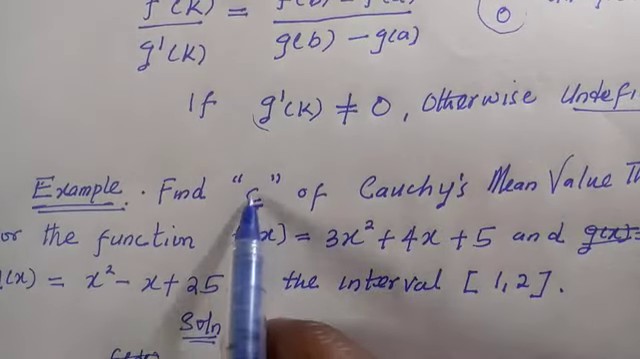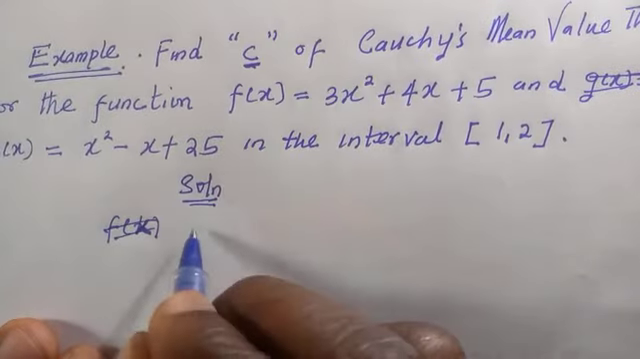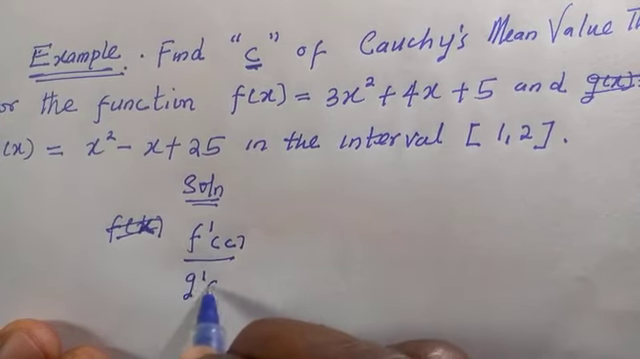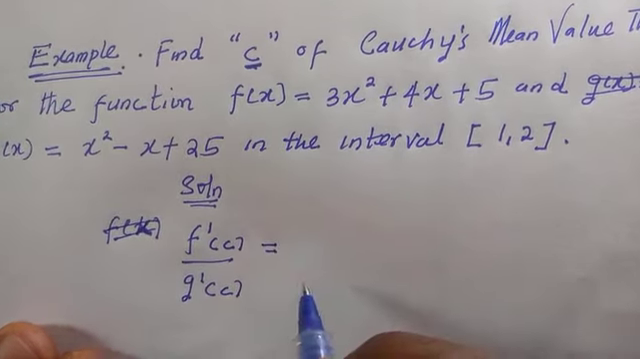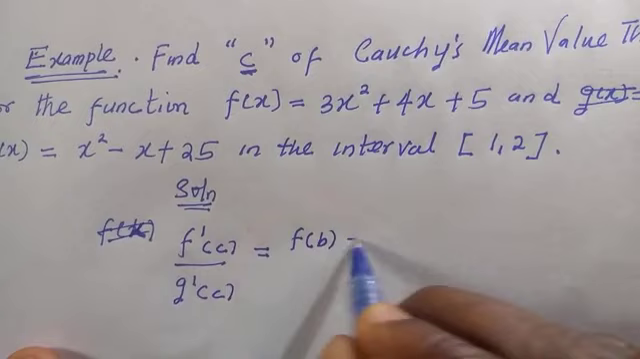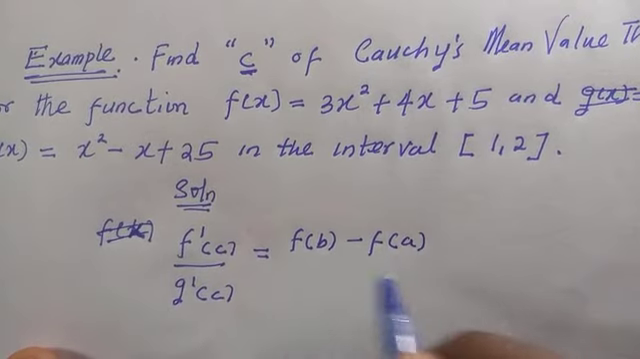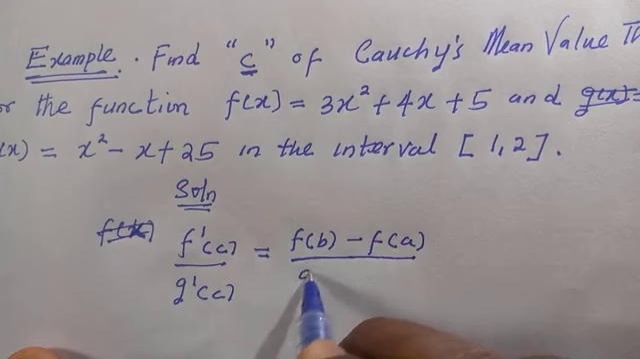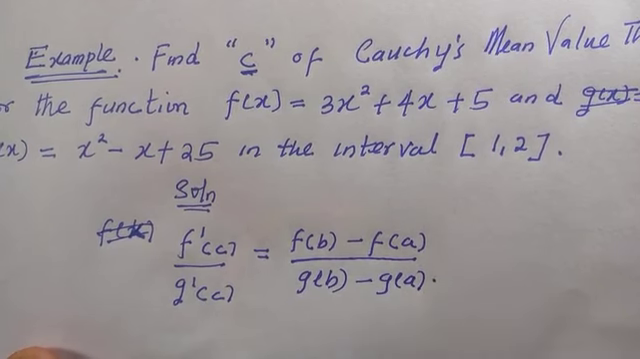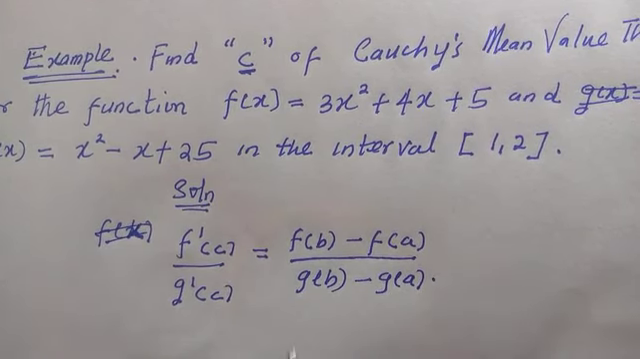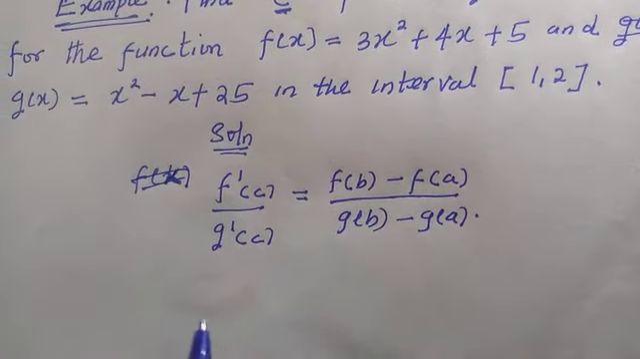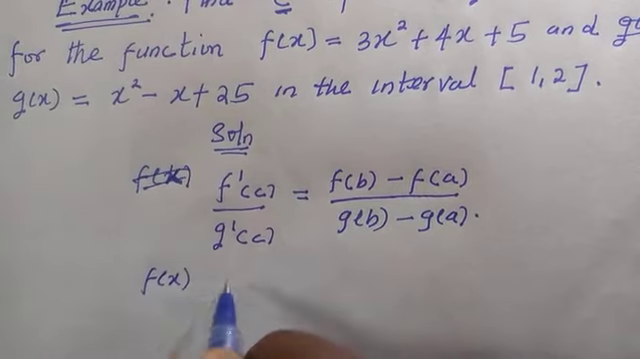Okay, so from the formula above, I used k, so I'm going to use c now, since we're asked to calculate c. That is, f prime of c divided by g prime of c equals f of b minus f of a divided by g of b minus g of a. So here is the formula we are going to follow throughout this question. That is, all these 6 data, we are going to obtain from the two given functions and the interval.